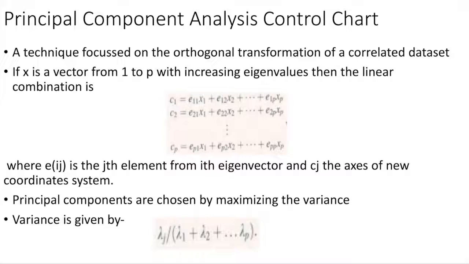As an example, suppose we have a process with five or six quality characteristics and we study them, and after doing the PCA we find that the first two or three components explain more than 80% of the total variability, and it can be controlled through a 2D or 3D ellipsoid.